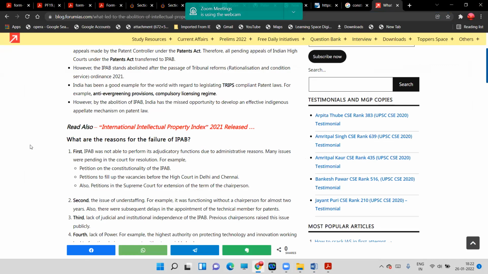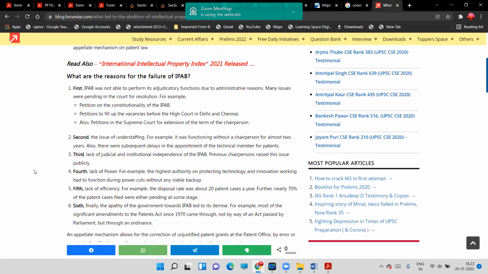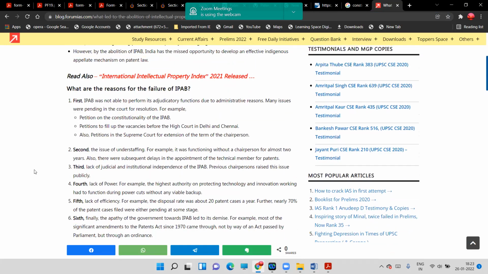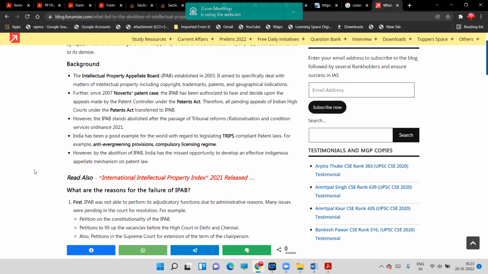What are the reasons for the failure of IPAB? Vacancies we feel नहीं हुआ था, उसका कुछ case still. Also petition in the Supreme Court for extension of the term of the chairperson. So बहुत सारी चीजें हैं इसमें. Lack of efficiency. For example, the disposal rate was about 20 patent cases a year. So जिस काम के लिए बनाया है, वही काम नहीं हो रहा है तो ठीक है.